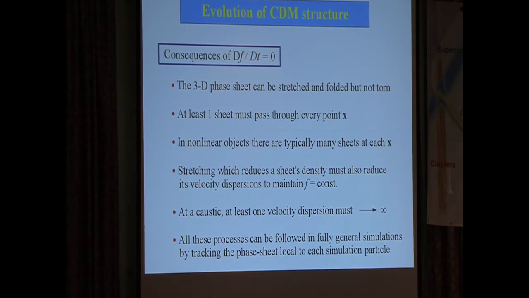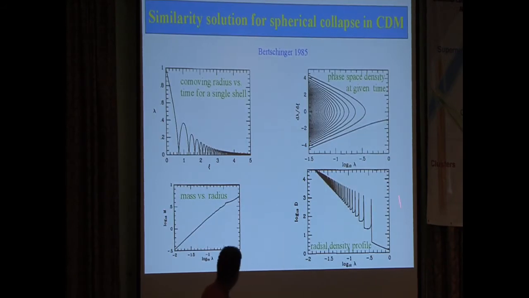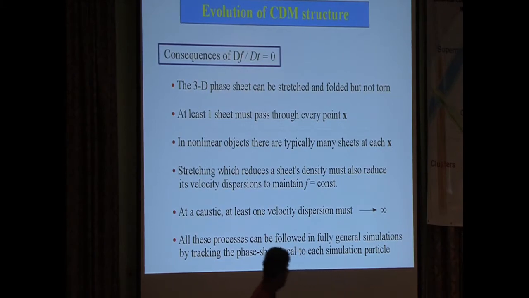So that means there's some cold dark matter everywhere. There's no empty space. At every point you have to have at least one sheet, but most points you have more. So for example, here there's one sheet, here there's 3, here there's 5, here there's 7, and so on. In typical nonlinear objects, there are actually many sheets at every point, and these are what people call the streams.